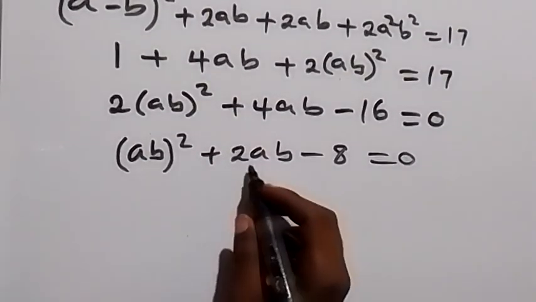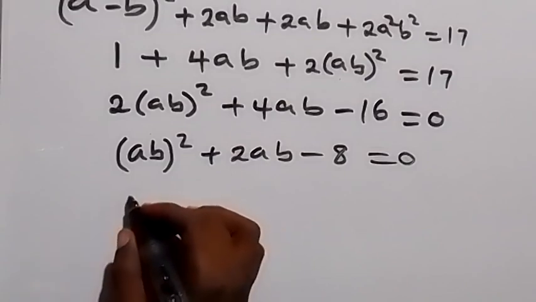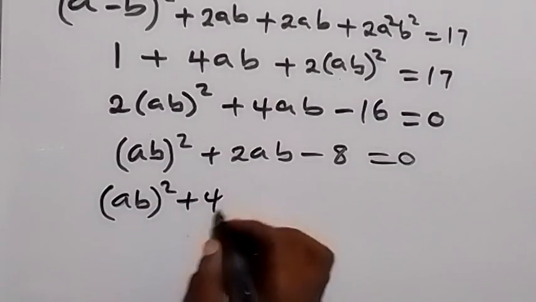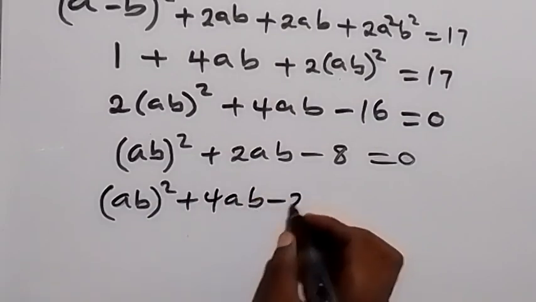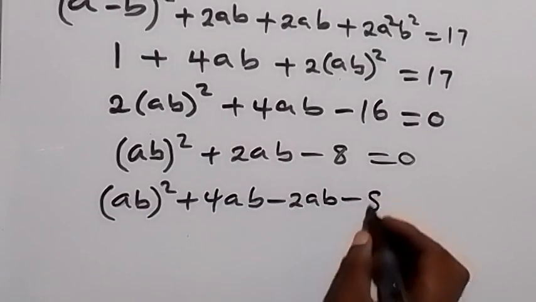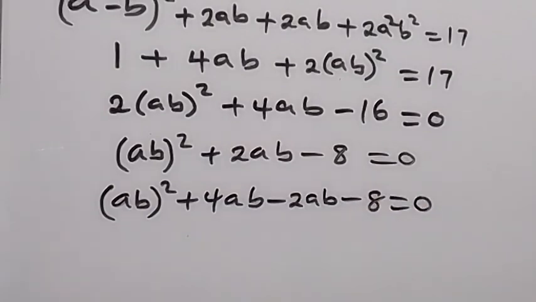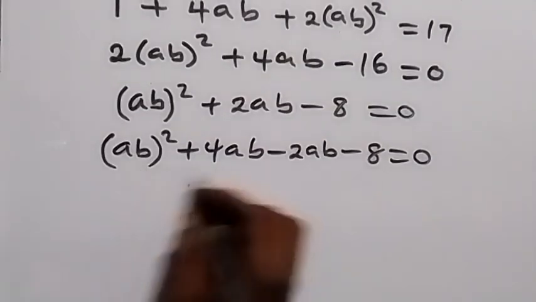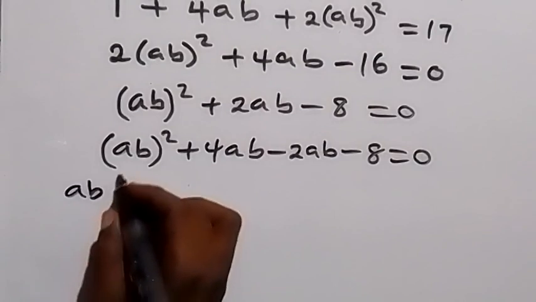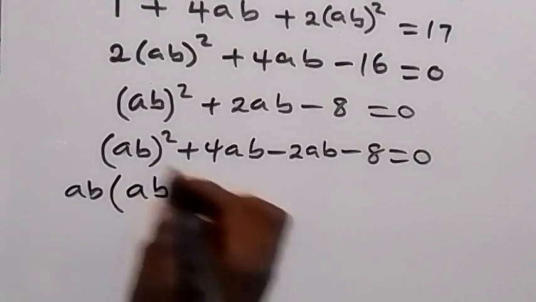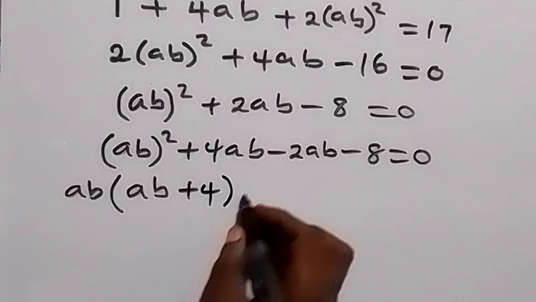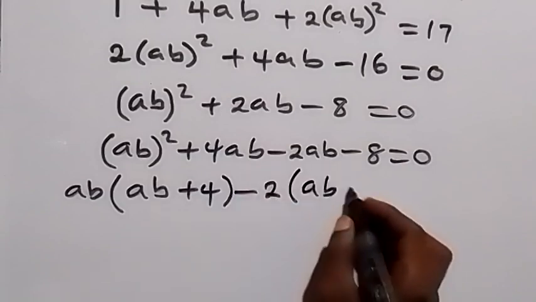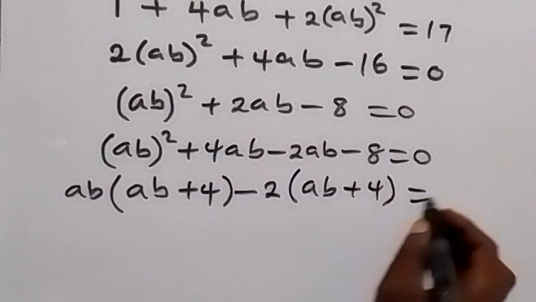And we can factorize this, and this will give us ab squared plus 4ab minus 2ab minus 8 equals 0. We have factorized this now. And then when we group this together, two, two, from here, what is common? We have ab out, and we have ab left here, then plus 4, then minus 2, then we have ab plus 4, which is equal to 0.